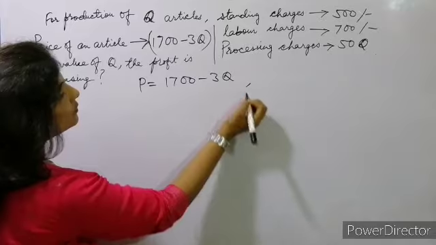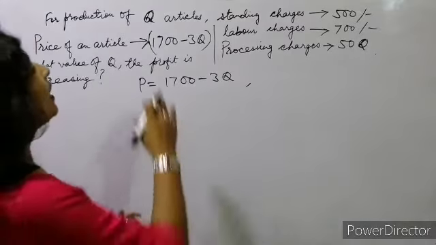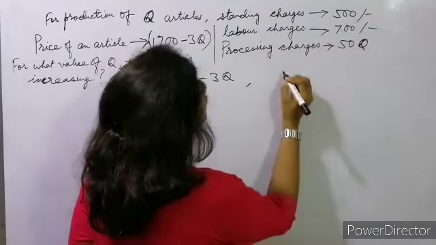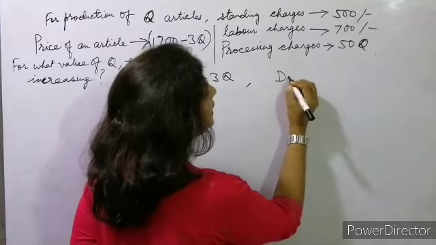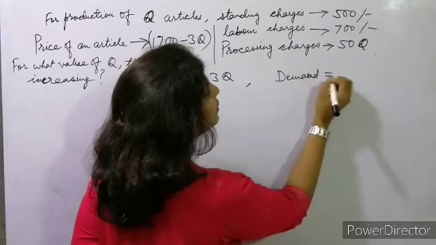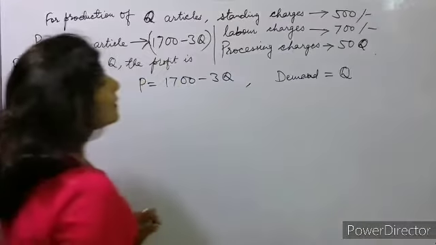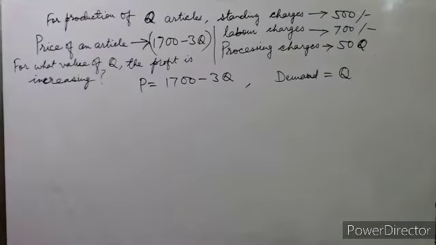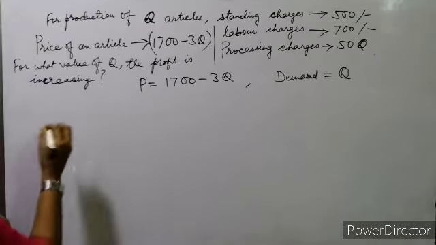Now, what is demand? Demand is denoted by D, so demand is equal to Q. Now what will be the profit? What will be the value of Q if the profit is increasing? Profit is increasing means we first have to find out the revenue. So what will be the revenue?